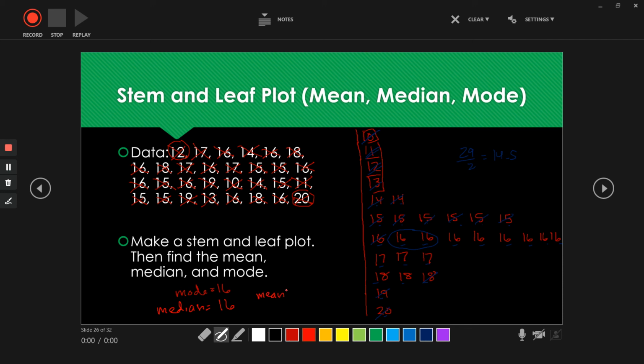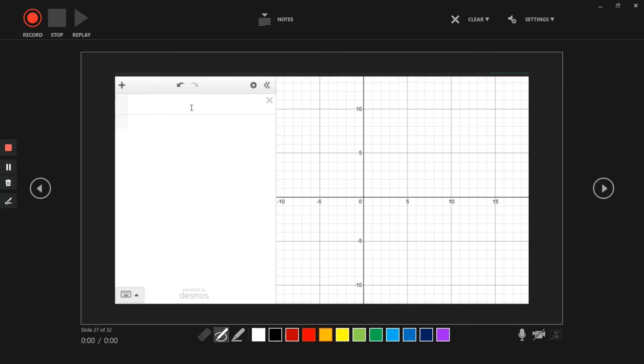All right, and then finally, to find the mean, we would have to type all that into the calculator, right? So 10 plus 11 plus 12, all the way up to the 20, and then we'd have to divide it by how many we have. We just counted up that we have 29. Divide it by 29. It's kind of time consuming, so I'm not going to do it, and I'm going to show you something really cool on your calculator that you can do. Okay, so you can actually do mean, median, and mode right on your calculator.